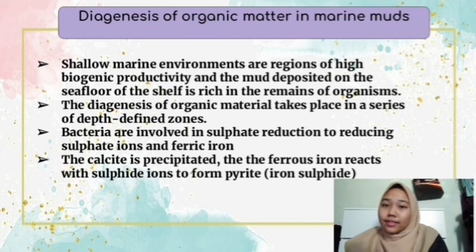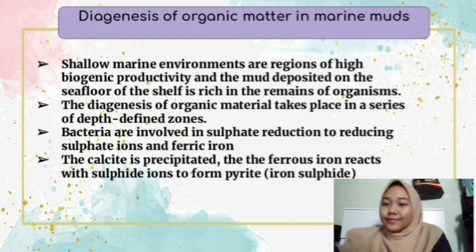Organic material is subject to bacterial oxidation, a process that dominates the upper few centimeters of the sediment, where it is oxidized by diffusion and bioturbation. Bacteria are involved in sulfate reduction, reducing sulfate ions to sulfide ions and ferric ions to ferrous ions. When the sulfide is precipitated, the ferrous ion reacts with sulfide ion to form pyrite, which is iron sulfide, and at the deeper level, the sulfate ion does not remain.